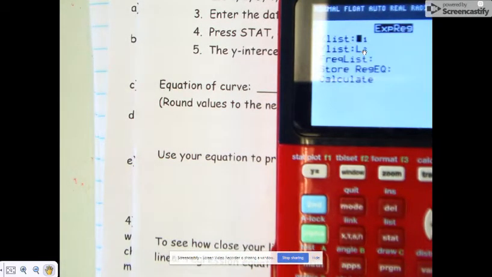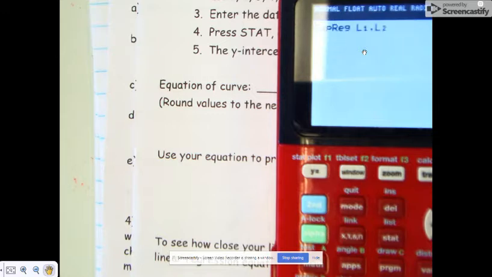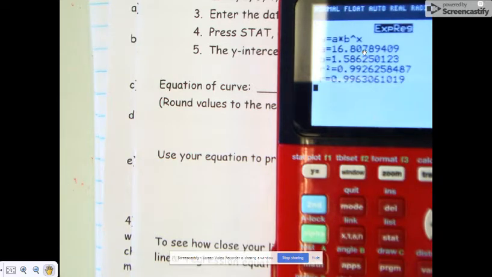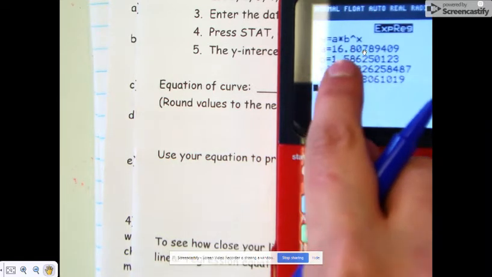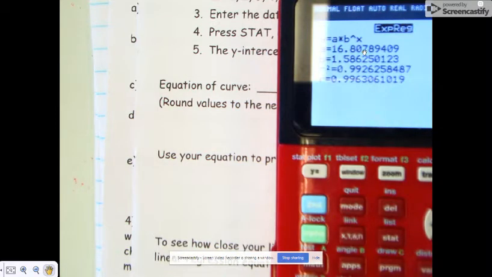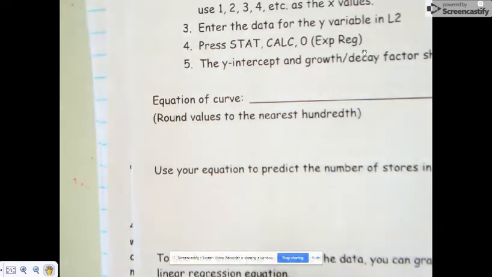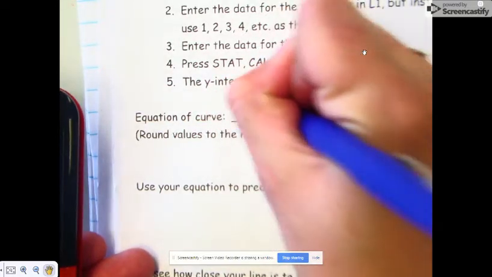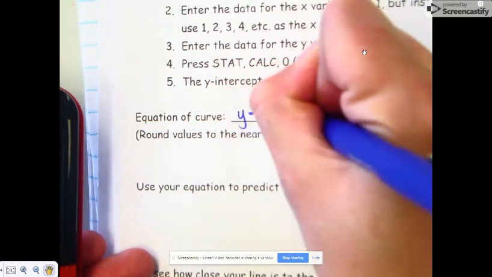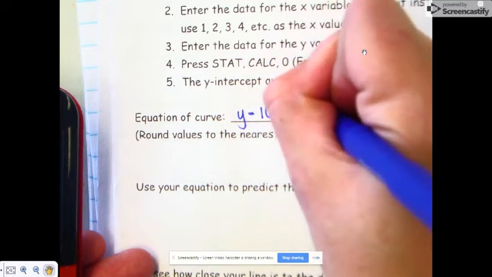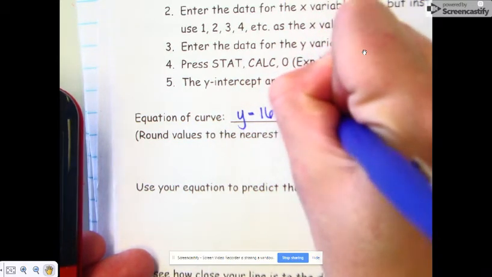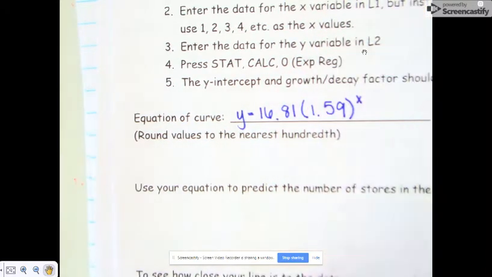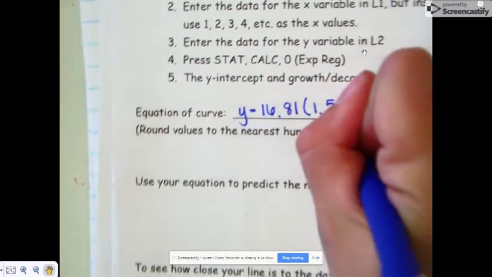If you press enter, just press enter a couple times, make sure the lists are correctly stored, and then you follow this equation, y equals a times b to the x, and we know that from our exponential unit anyway. So all you've got to do is fill in the numbers. It wants us to round to the nearest hundredth. So this equation is going to be 16.81 times 1.59 to the x power, rounding all values to the nearest hundredth.